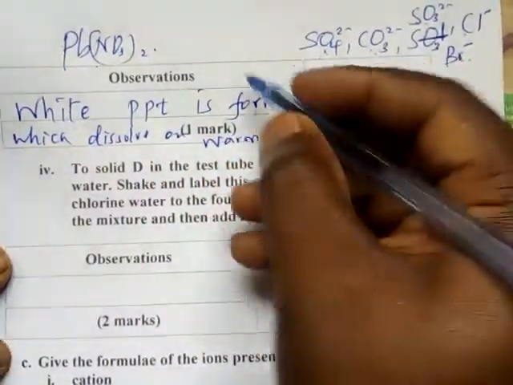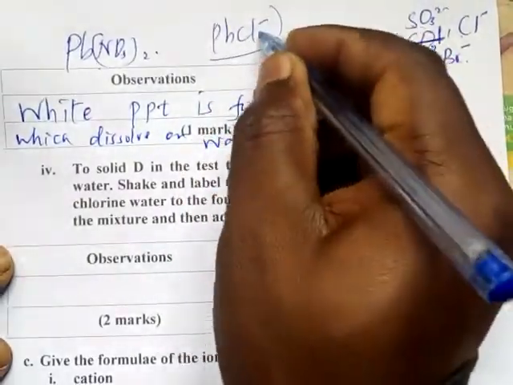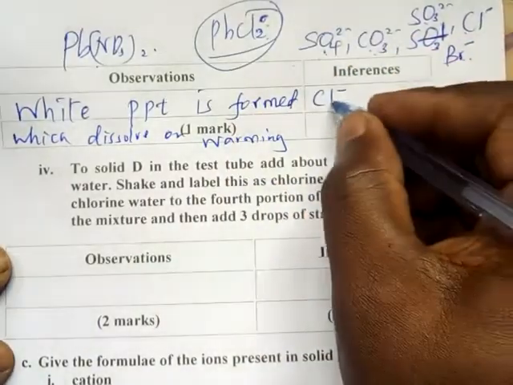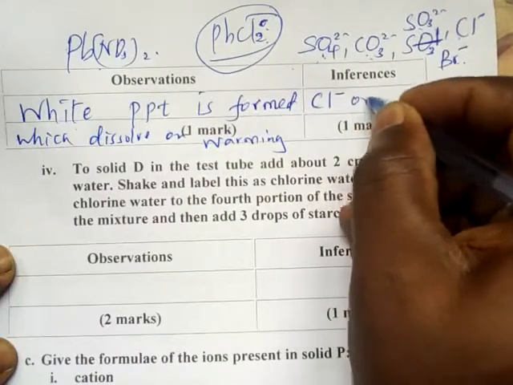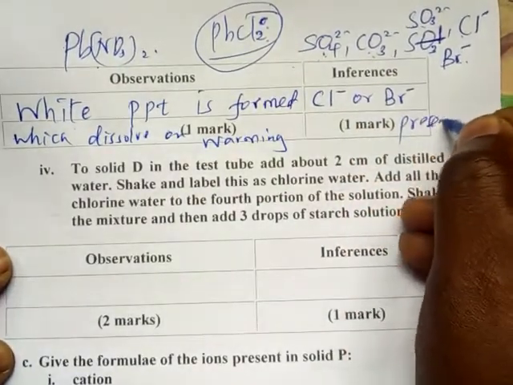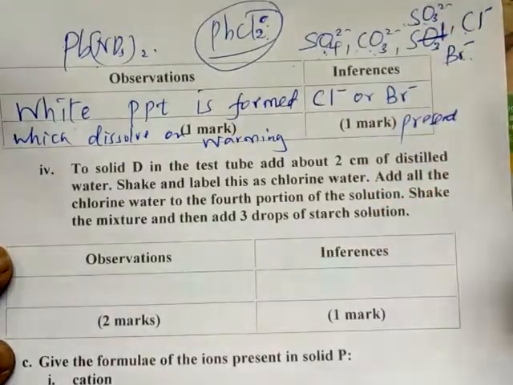So that confirms that it formed lead chloride. Lead chloride is the one which dissolves on warming. Therefore, lead is present. That means that the chloride ion is present, or the bromide ion is present. We will not write the ones we said are not there in the previous tests.